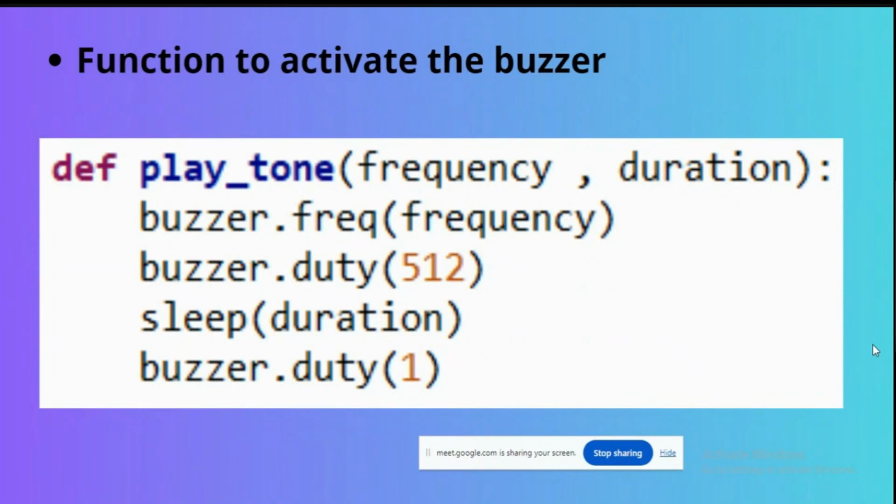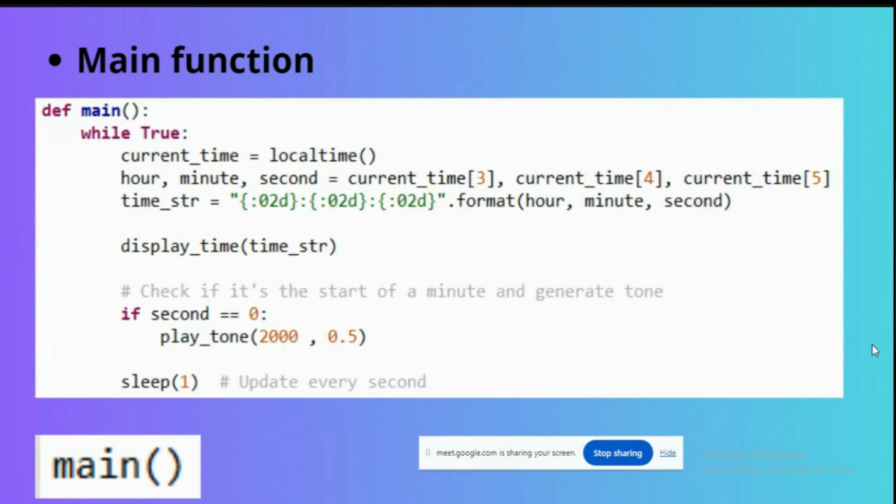After creating the function to activate the buzzer, we need to define a main function which comes with that time str thing. So we'll define the main function, and the main function is going within a while true because we need to do it repeatedly.